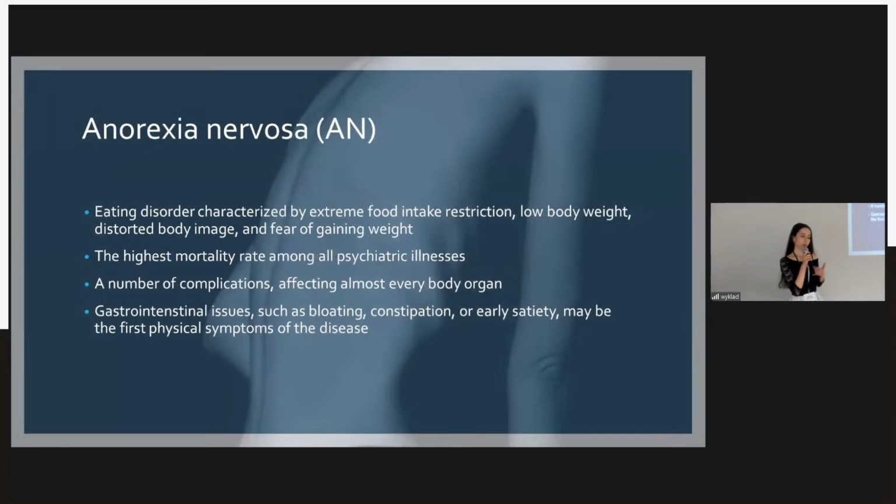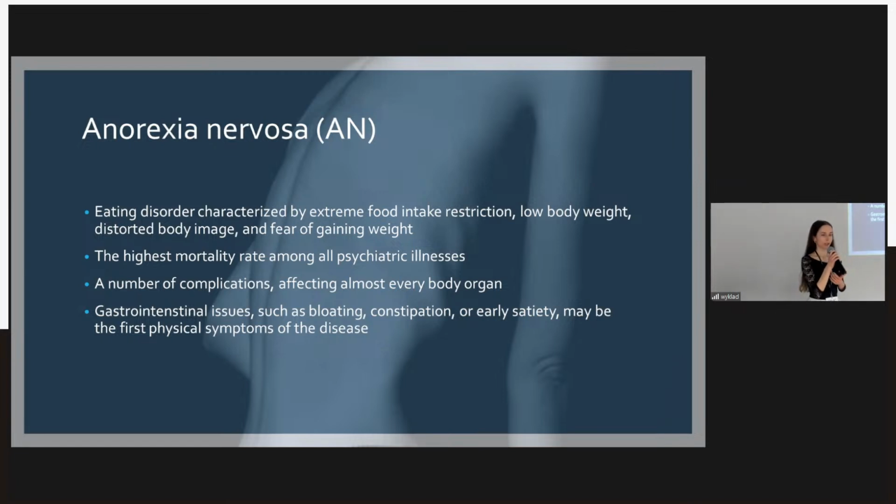To start, I would like to bring you a little bit closer to the main subject of our research, which is anorexia nervosa, AN. It is a devastating eating disorder characterized by extreme food intake restriction. It is often associated with excessive physical activity, which leads to rapid weight loss and, as a result, to low body weight. People suffering from this condition also have distorted body image, and they are afraid of gaining weight.